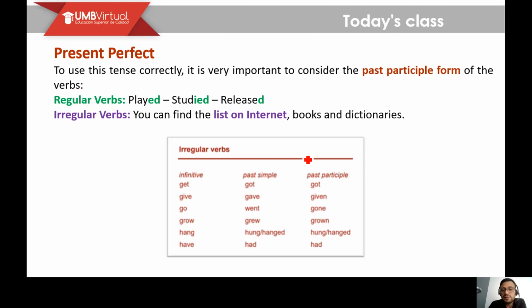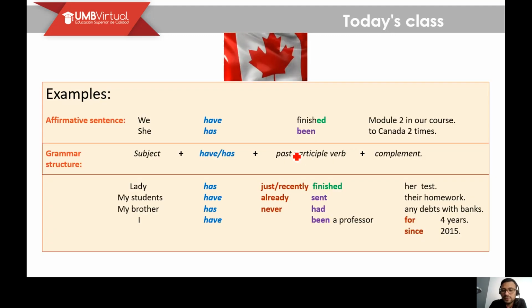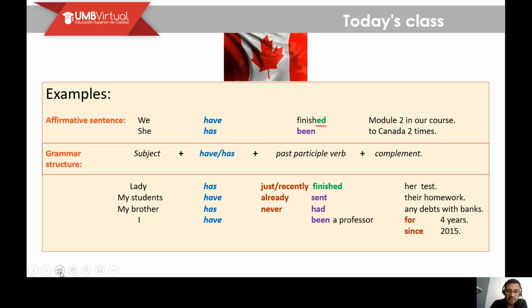With the regulars, we keep the structure of ed at the end. So we have these two examples. We have finished the model 2 in our cars. She has been to Canada 2 times. They are like the ways we use it in affirmative.